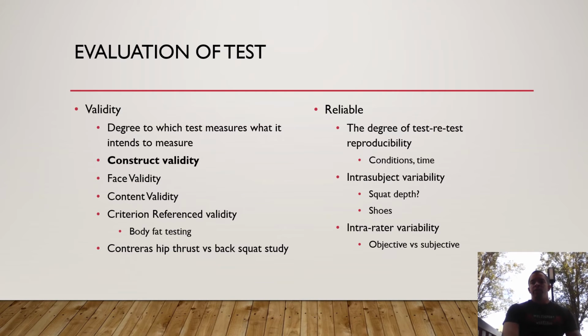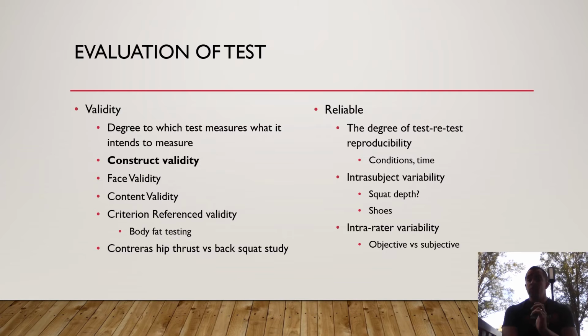So there's several subforms of reliability, just like validity. One might be intra-subject variability, another might be intra-rater variability. An example of intra-subject variability is something like squat depth. If you have a client come in and they have to squat to a certain depth, they come in week 1 with squat shoes. They do a 1RM test on a back squat, and you measure, make sure their depth is appropriate, good.